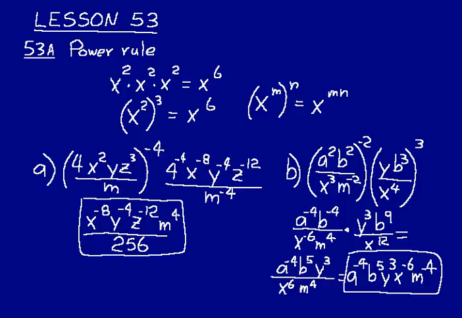So the power rule. Right here we're just trying to understand how to use the power rule, and it's just that anytime you have an exponent on the outside of parentheses by itself, that means you multiply that exponent by any exponents that go along with variables on the inside of the parentheses.